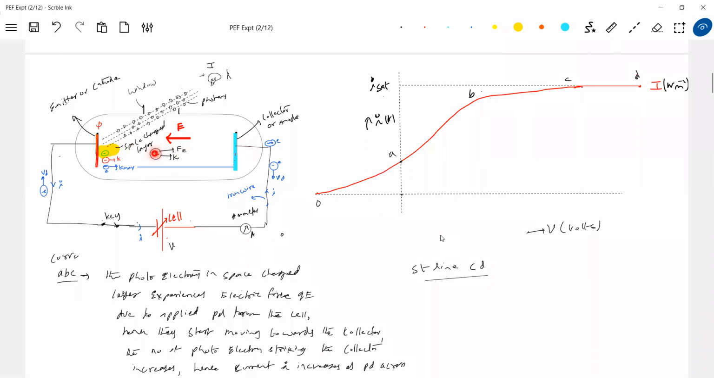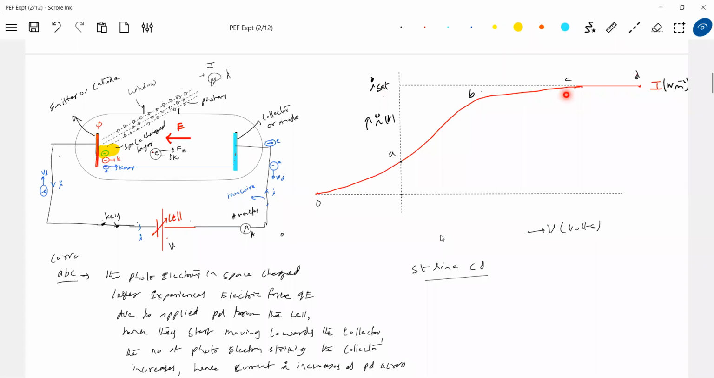So therefore, what will happen to the number of electrons striking the anode? There won't be any time given for the electron to settle here. A zero kinetic energy photoelectron will not take rest here. The electrostatic field will immediately sweep it towards the collector. So the number of electrons striking the collector will be constant. So a constant current flows. We'll call this I saturation.